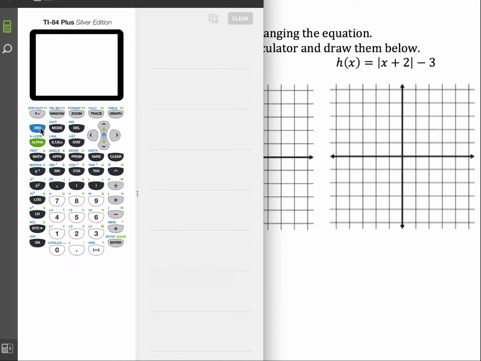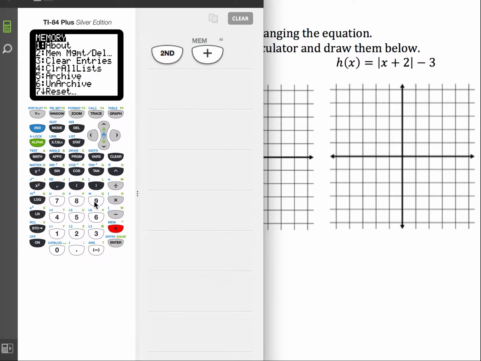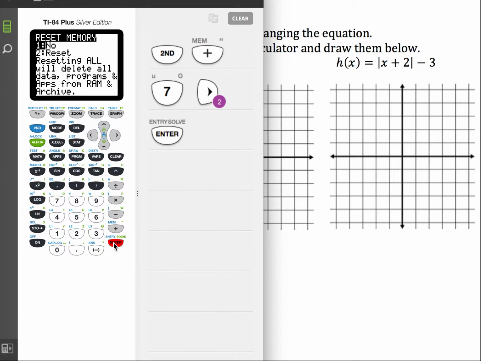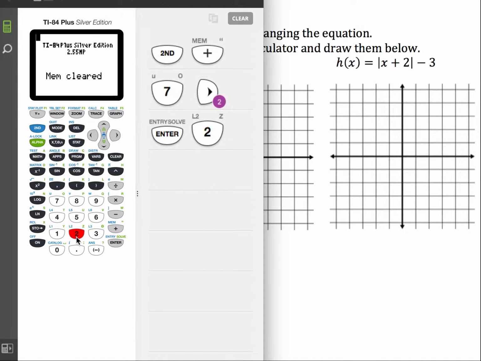So if we hit second plus key, which is our memory function, we want to hit number 7, reset, and then scroll over to all and hit enter. For this reset memory, we want to make sure that we hit number 2, so we reset the memory, and that will give us a fresh start so that we all have the same screen. So if you want to go ahead and write those notes down in your notebook, it's a good idea to have this series of keystrokes available to start off when you're using the graphing calculator.